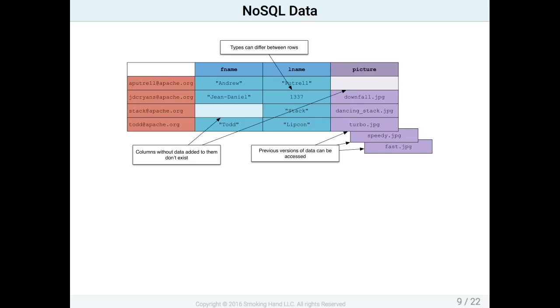Then we get into more of the NoSQL. And this is where we get to see some of where NoSQL is very, very different from a relational database. Here we have a few rows. Here we have columns without some data. For example, Andrew doesn't even have an image.